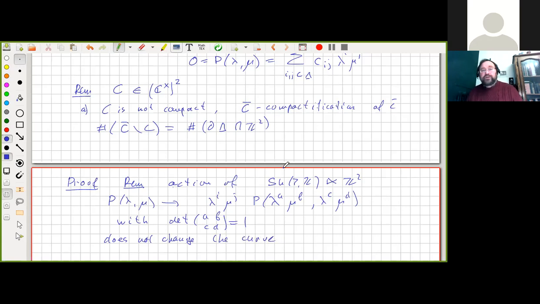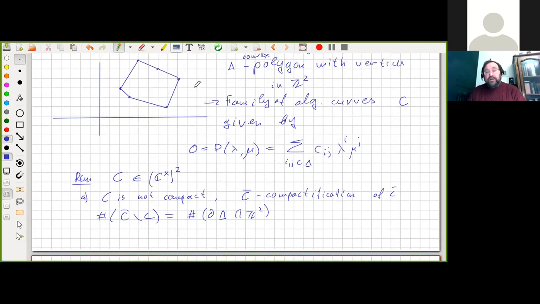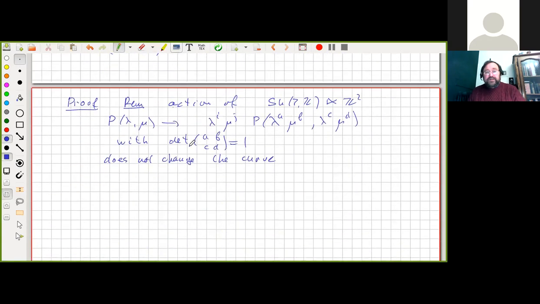The curve is isomorphic to the original one, but on the other hand, the Newton polygon is changed. So we can move it on the plane as we wish, and you can also apply the automorphism to the plane. So we don't distinguish polygons that differ by a shift or by SL2Z. Now what we can do is move it to a polygon in a way that is more convenient for us.